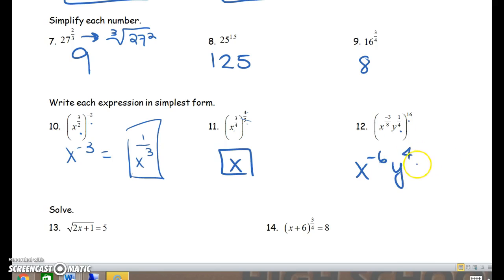So that's your final answer, or that's not your final answer yet, because the x to the 6th is not happy. The y to the 4th is though. So the y to the 4th stays where it is at, but the x to the 6th goes to the bottom in order to be happy.